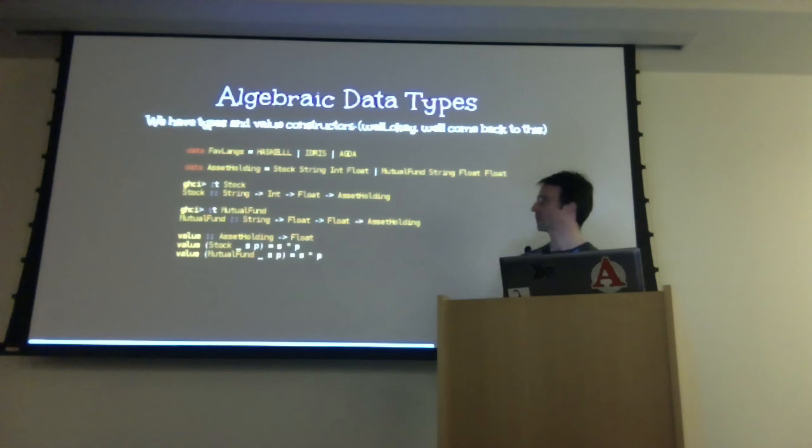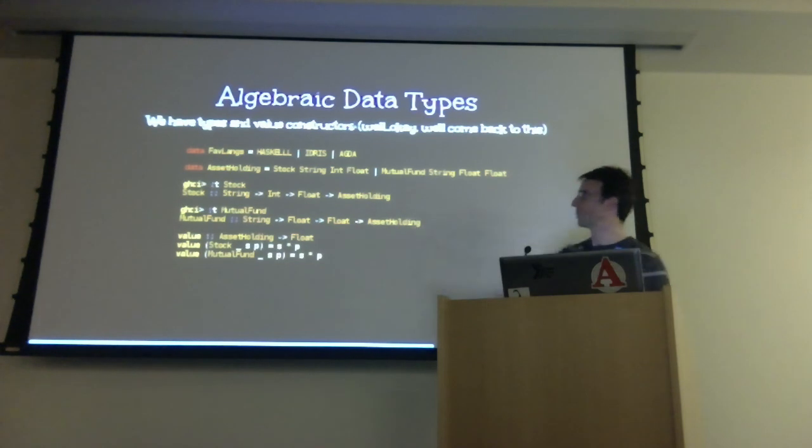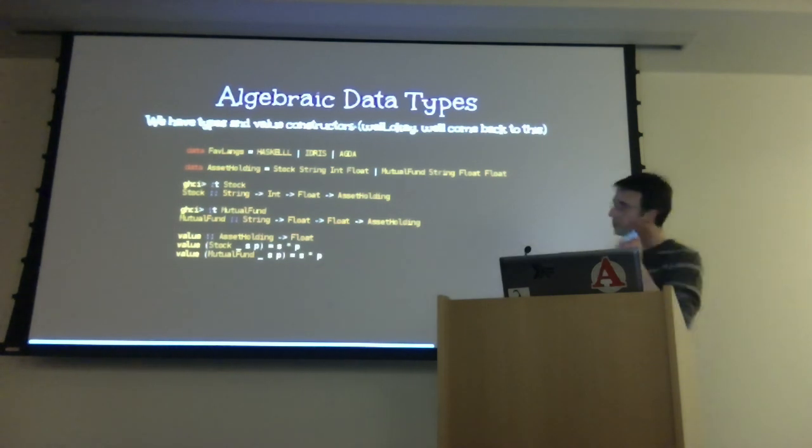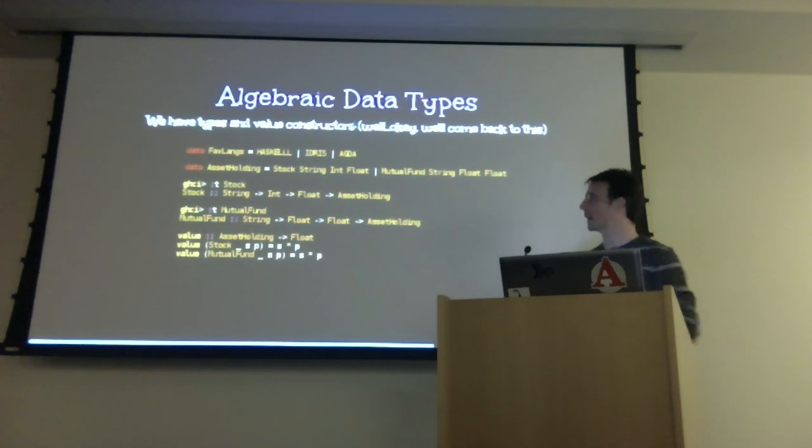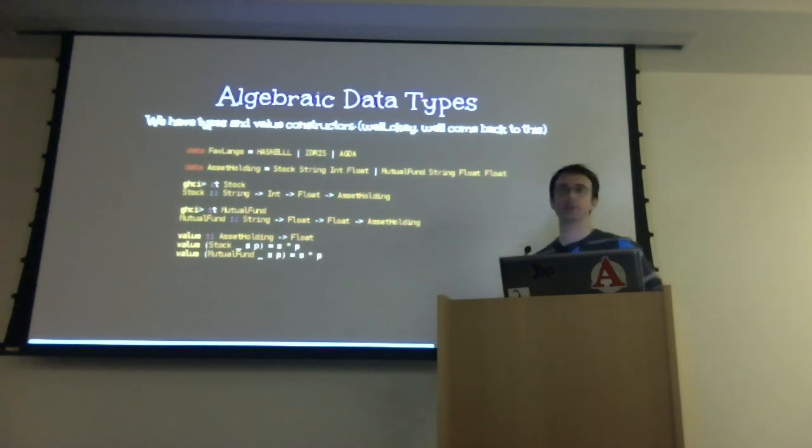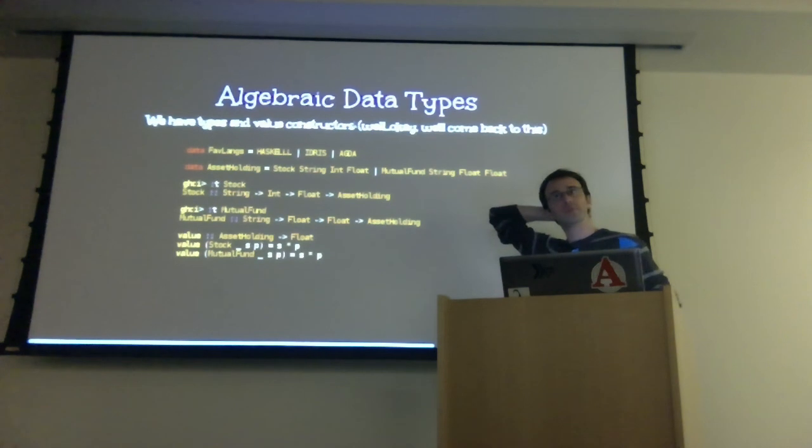And you can write a function. So then, in my example here with asset holding, you would use AssetHolding for a in a type signature, and then you do pattern matching on the constructors of that type.